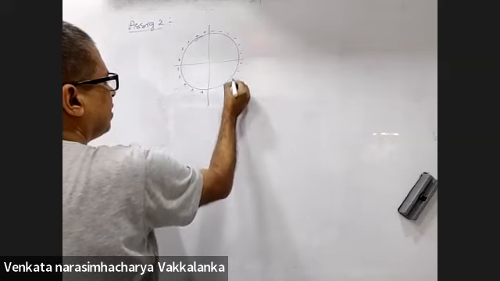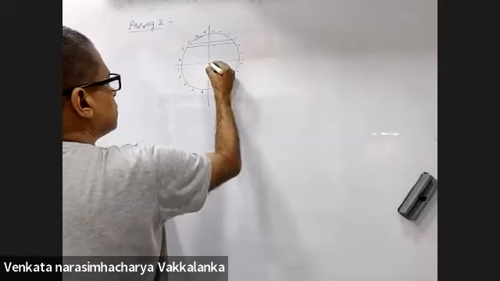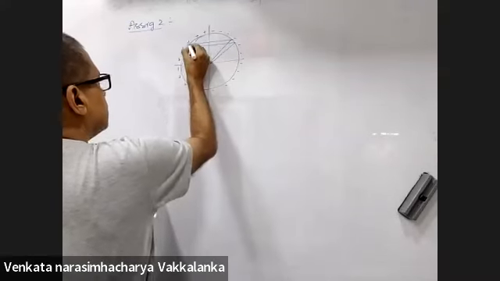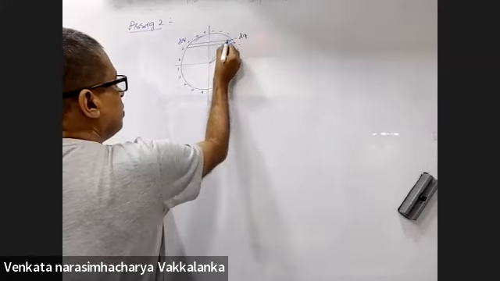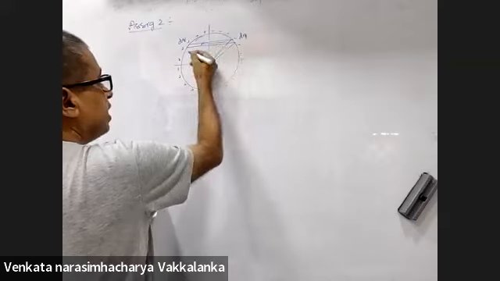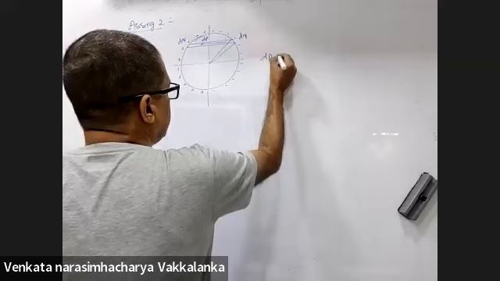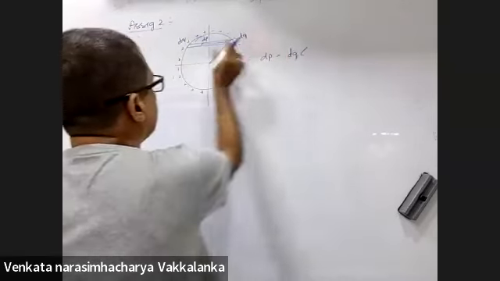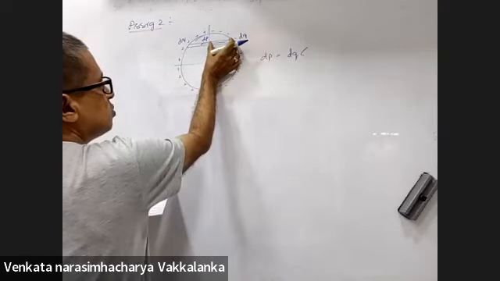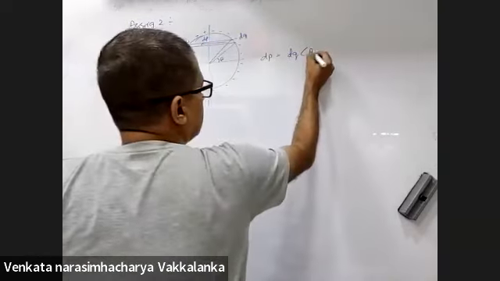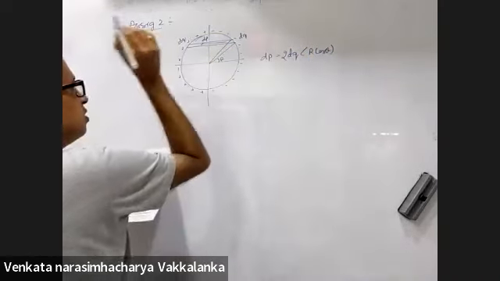So how can a ring have a dipole moment? Consider an element like this. This is dq positive, that is dq negative. What will be the direction of the dipole moment? Negative to positive. I'll call this dp. So dp I will get as dq into this distance. You are taking this angle as theta. So what will this distance be? R cos theta, 2 times. Because this is R cos theta, this is R cos theta.